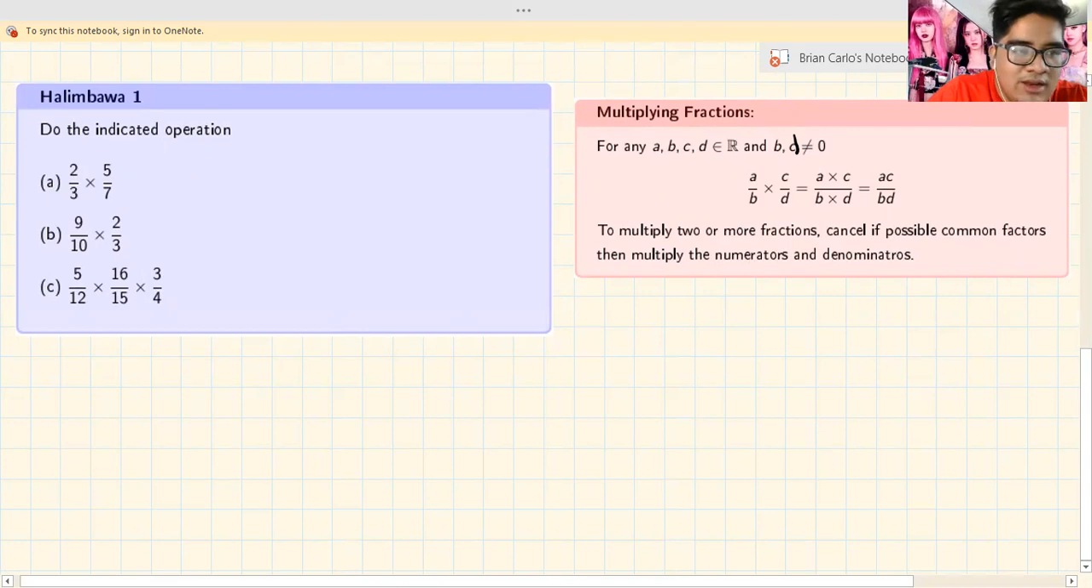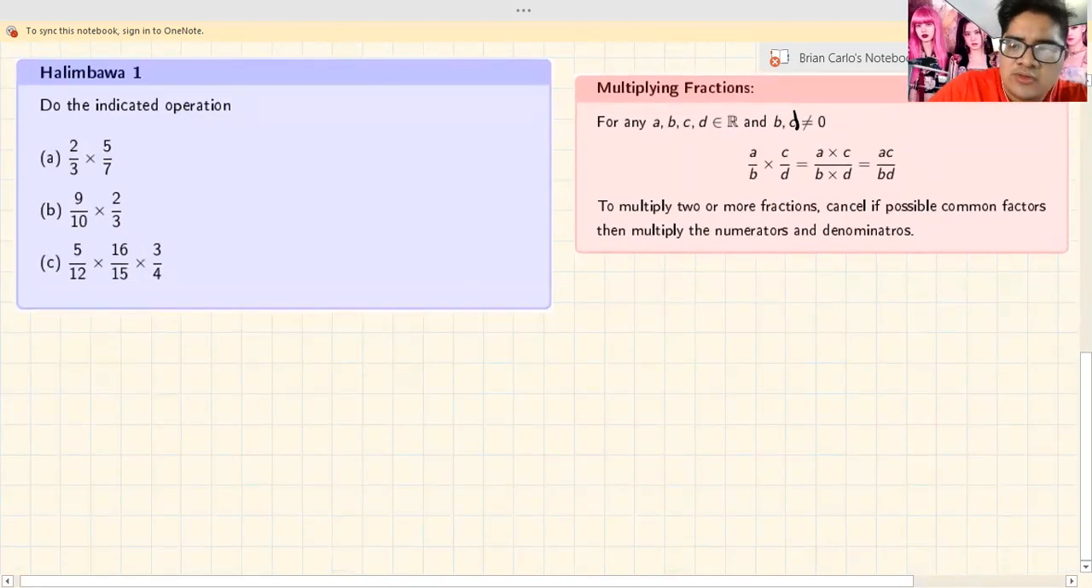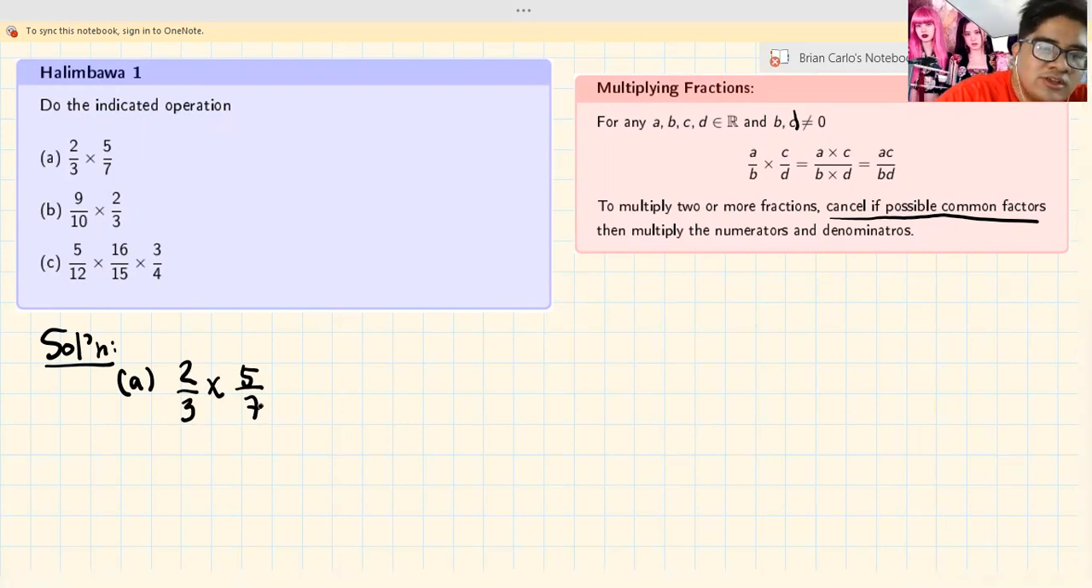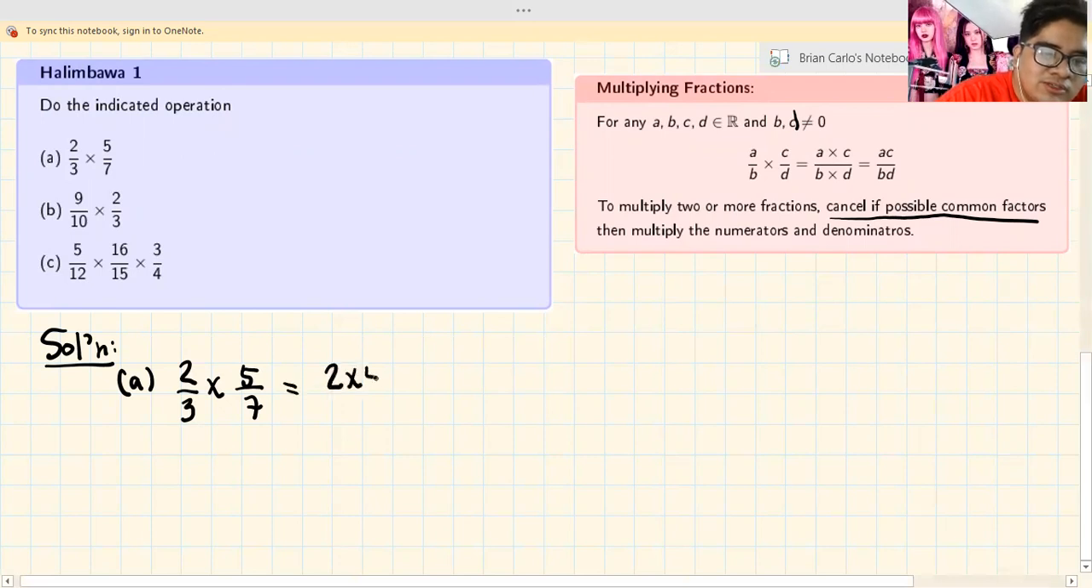Halimbawa 1, punta tayo sa unang halimbawa. Do the indicated operation. Siguro tinatanong dito, cancel possible common factors. Dito natin makikita sa example. Solution. Let's head over letter A first. 2/3 multiplied by 5/7. So far, nakikita nyo, puro prime yan. 2, 3, 5, and 7. So therefore, they have no common factors. So what we'll do is just multiply across. Multiply nyo lang across. Yan. So magiging 10/21. Yan yung una natin, di ba? Di ba? It's straightforward, guys.